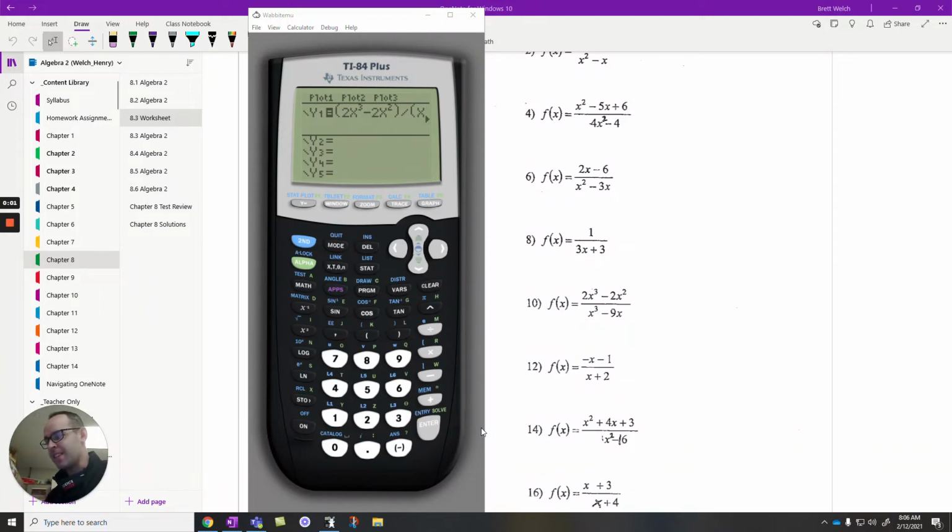Hey guys, this is notes for 8.3. We're actually going to do a worksheet as opposed to the textbook.